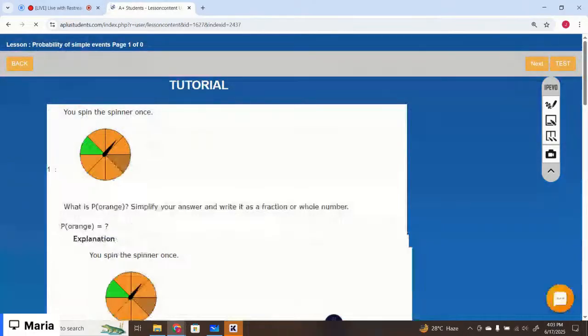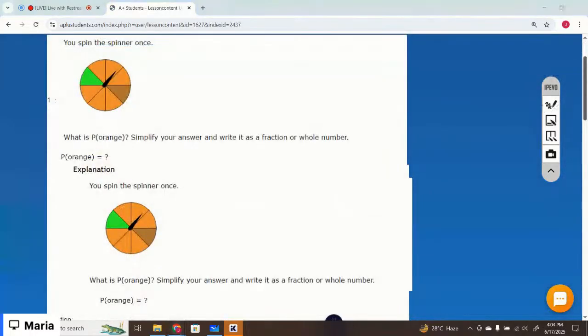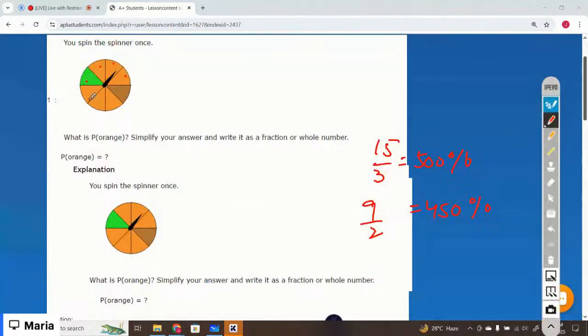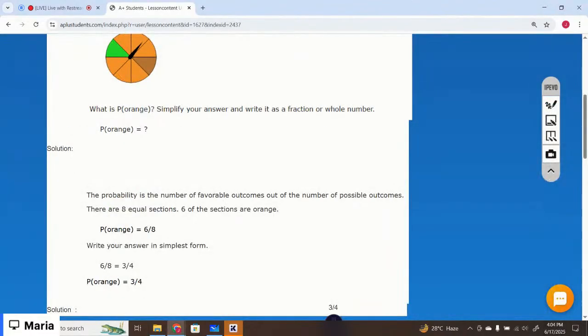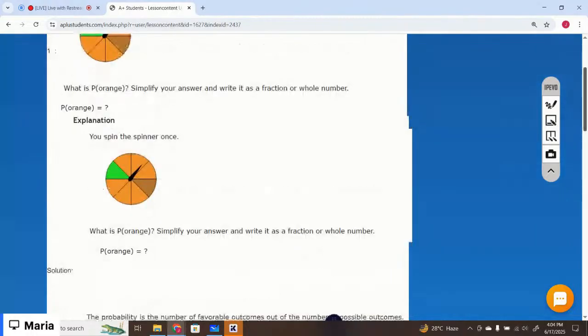You spin the spinner once. What is the probability of orange? So we have 1, 2, 3, 4, 5, 6, 7, 8. The total portions of the spinner are 8, and out of 8, 6 of them are orange. So the probability of orange is 6 by 8, or 3 by 4. So the correct option is 6 by 8 or 3 by 4.